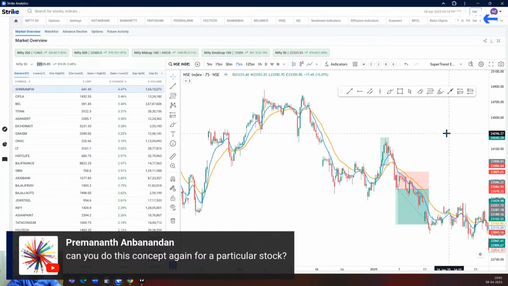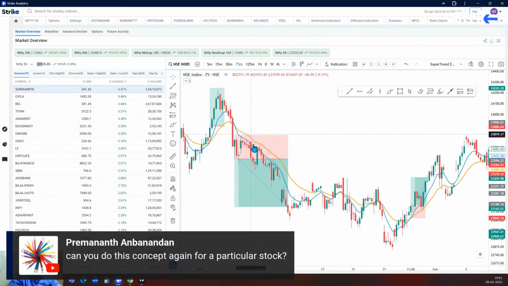So if at all there is something like this, a sell signal generated over here, at least avoid buying into the stock.